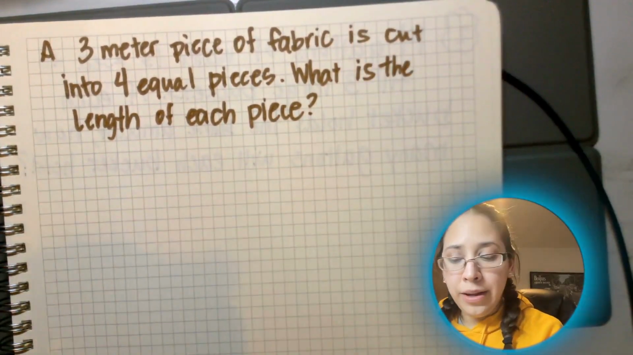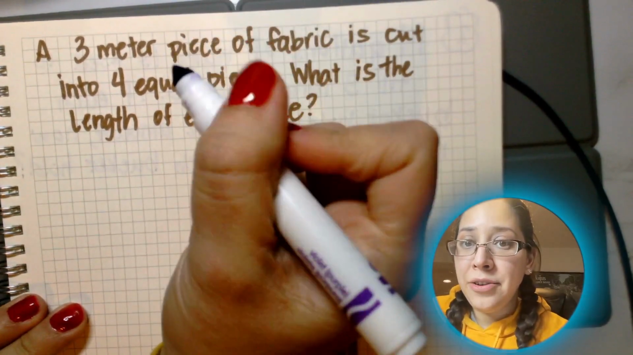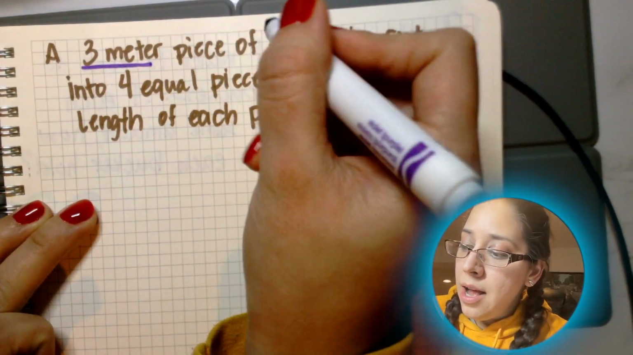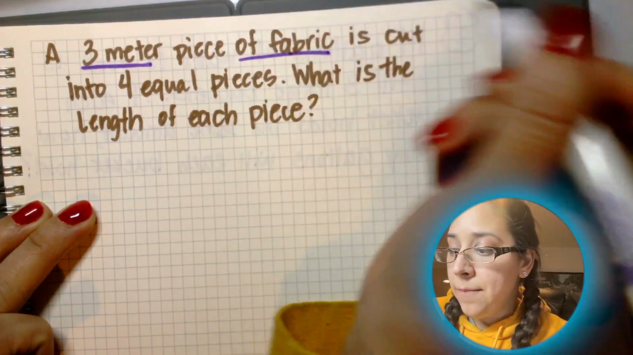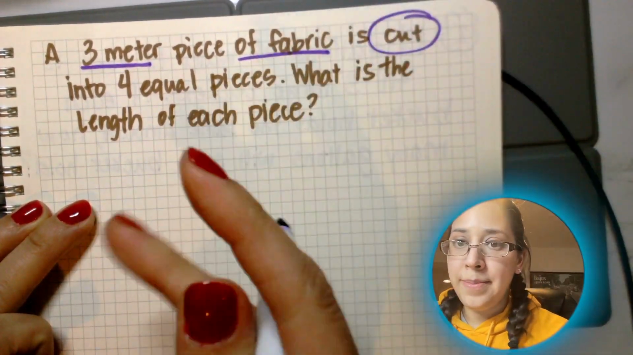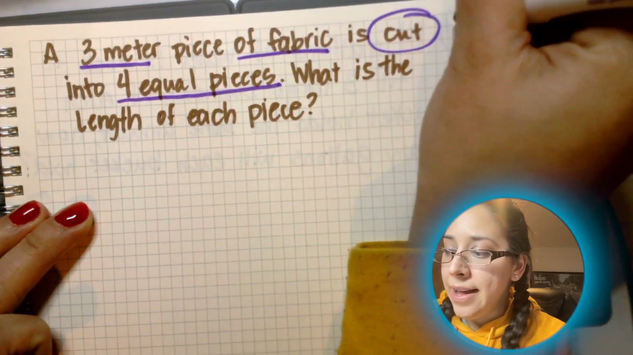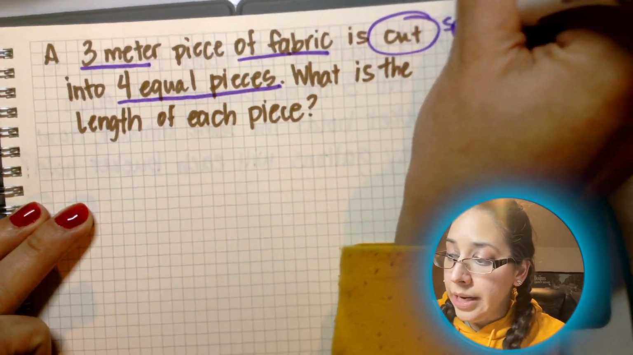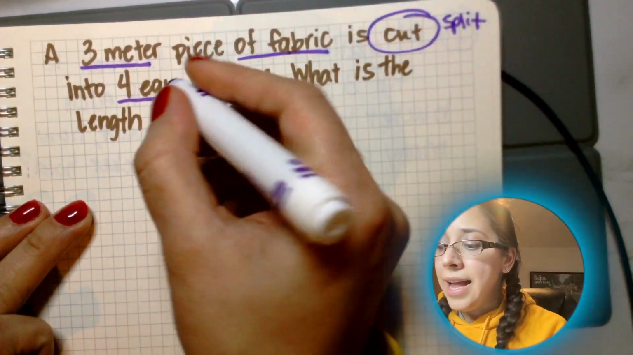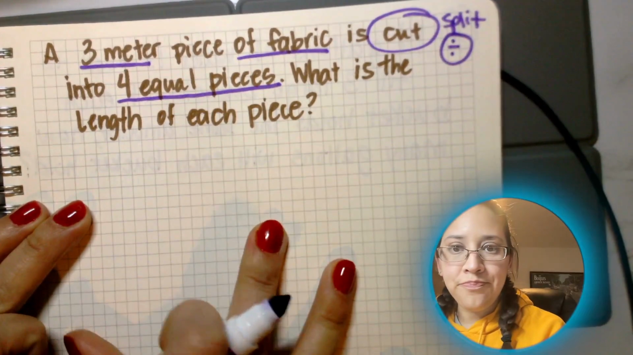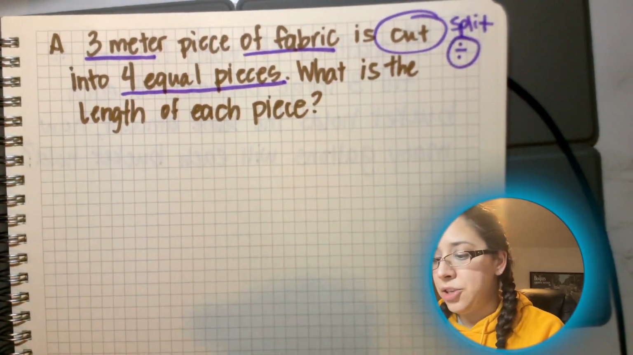So I don't know about you, but I really like to highlight and underline the really important information. So I have 3 meters of fabric, and it's cut, so there's my action, into 4 equal pieces. So this cut lets me know that I'm going to split it. And since I'm splitting equally, I'm going to divide. Okay, so what is the length of each piece?